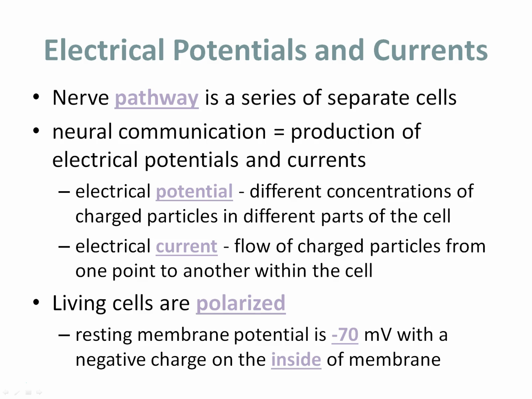An electrical potential is when we have different concentrations of charged particles in different parts of the cell. An electrical current is the flow of those charged particles from one point to another within the cell. Living cells are polarized. The resting membrane potential of neurons is negative 70 millivolts, with a negative charge on the inside of the membrane.